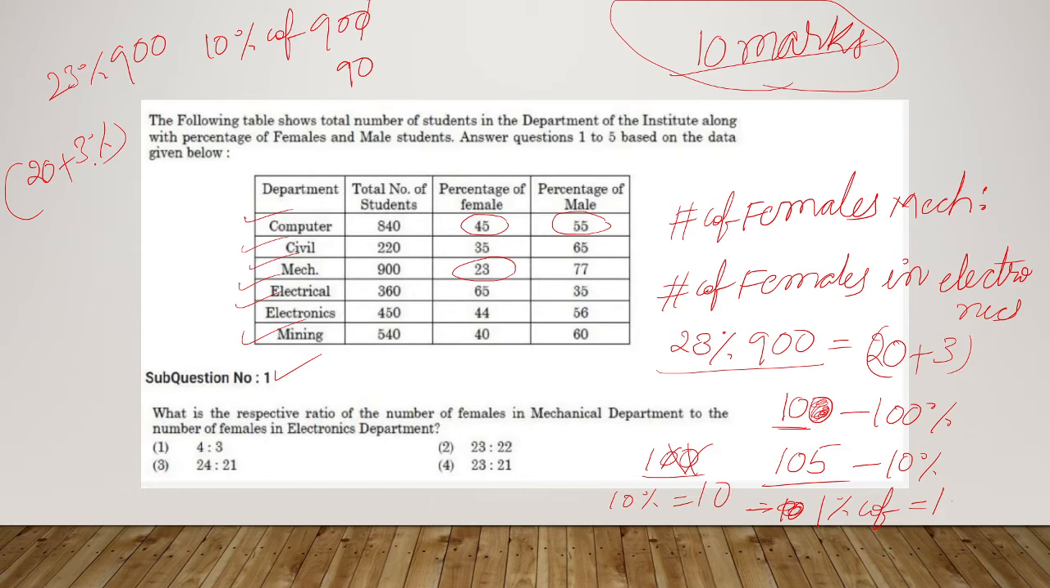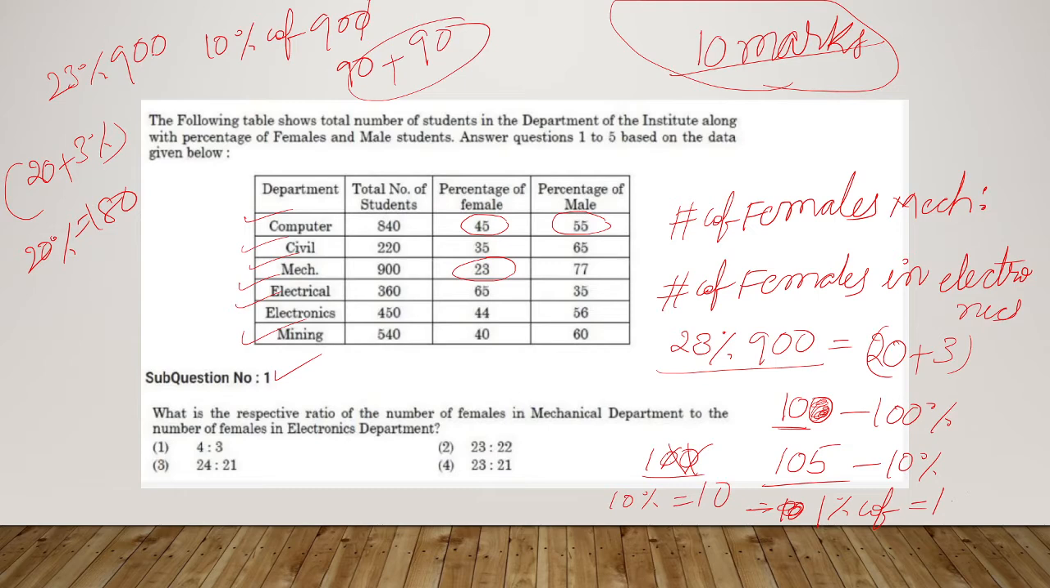Again, 20 percent means 10 plus 10. That means we add one more 90. This is the 20 percent, right? If we know only the 10 percent, we can easily find 20, 30, 40 percent, because we multiply with that number to get that percentage. Here 20 percent is equal to 180.